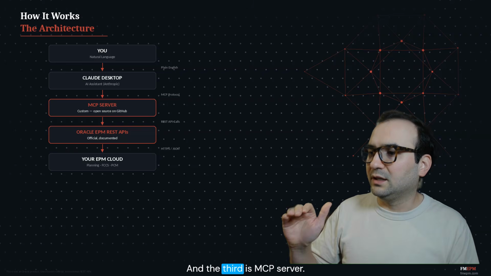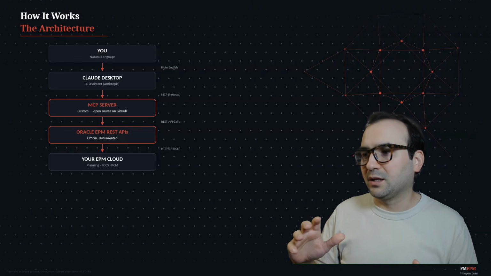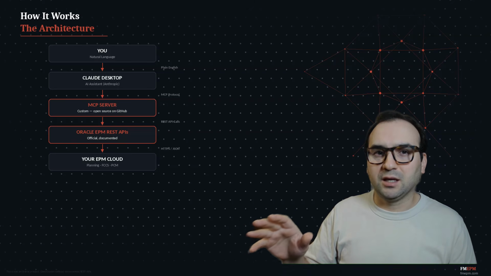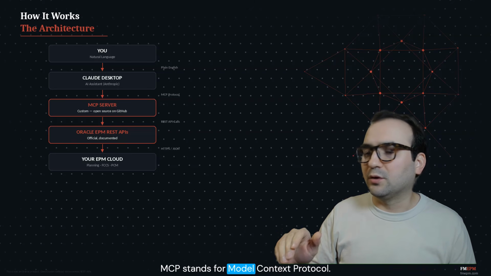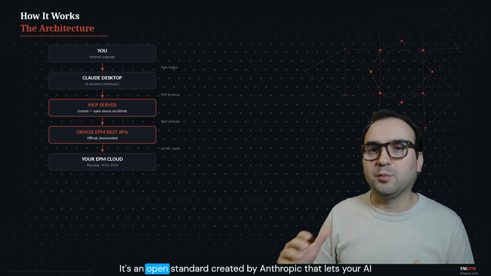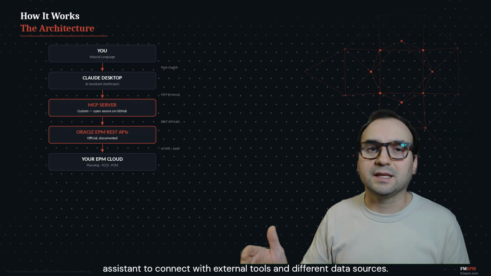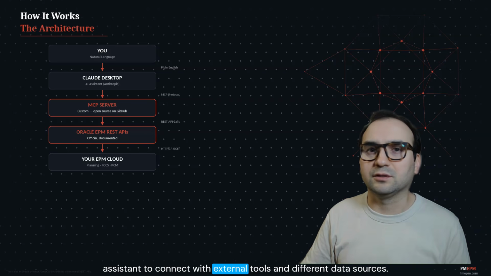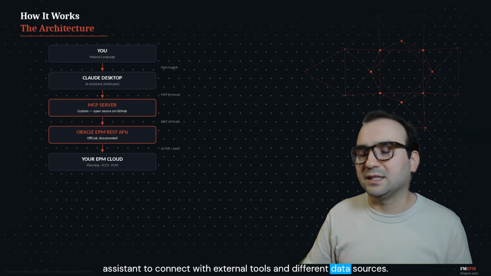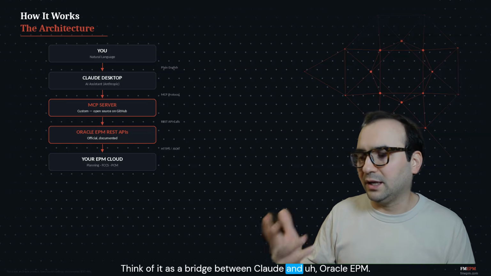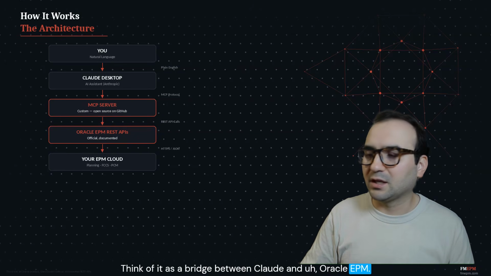And the third is the MCP server. This is the piece that I uploaded to GitHub. MCP stands for Model Context Protocol. It's an open standard created by Anthropic that lets your AI assistant connect with external tools and different data sources. Think of it as a bridge between Claude and Oracle EPM.